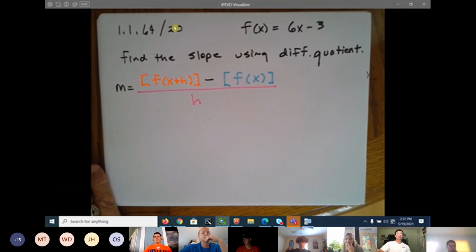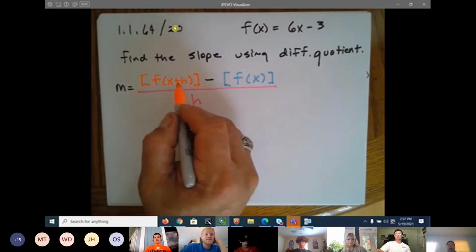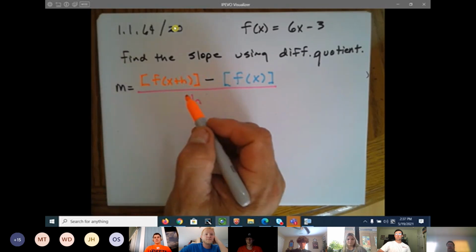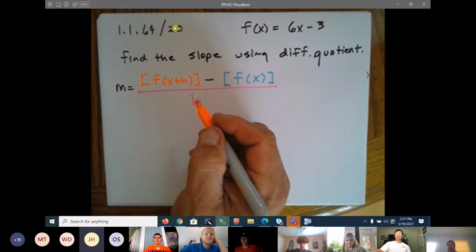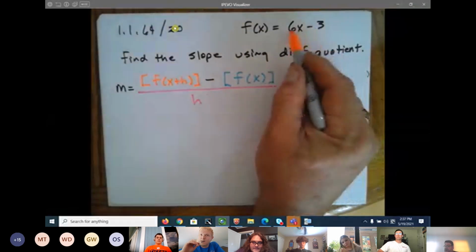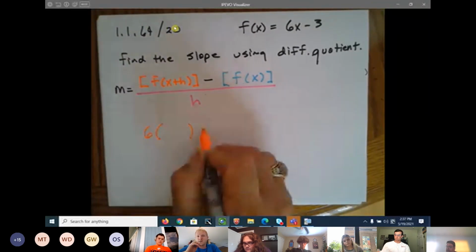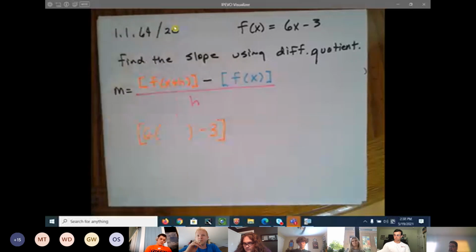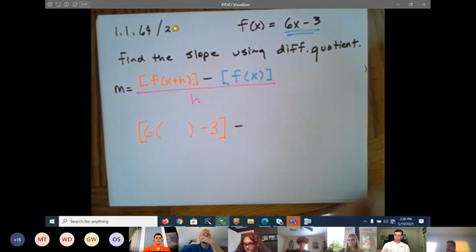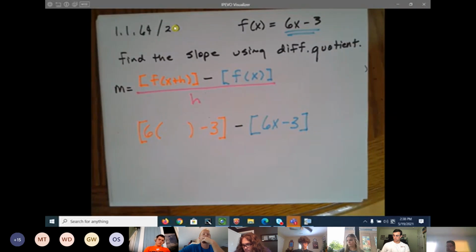Here we go. What do you do when you have something in the parentheses, like a 3 or a 4 or a -1/2? What are you supposed to do with f of 4 or f of 3? You plug it into the function. So I have to rewrite my function with a big set of parentheses. In orange, I'm going to write 6, big set of parentheses, minus 3. And then minus f of x. Well, f of x is easy because all you have to do is rewrite your equation right here. That's f of x, over h.